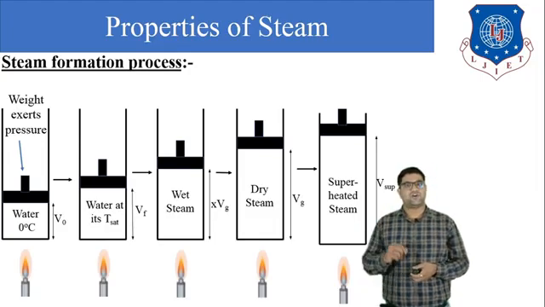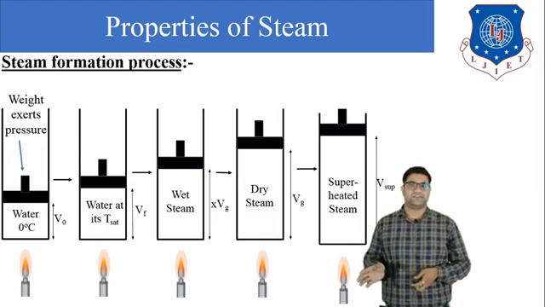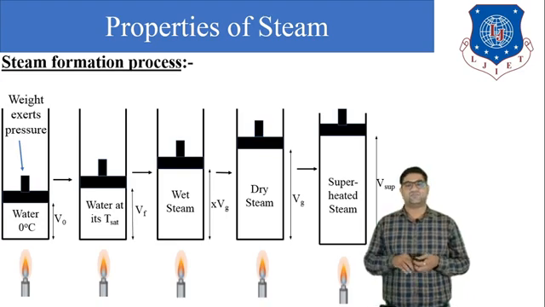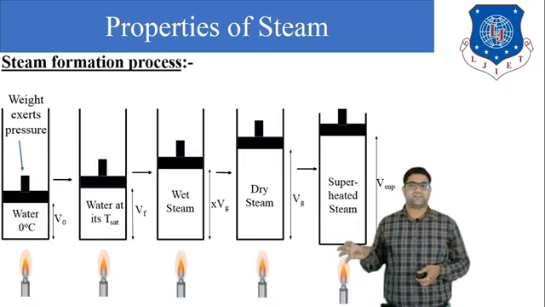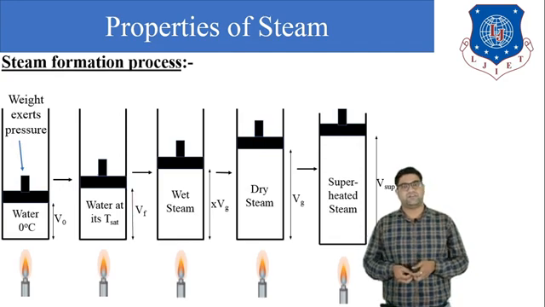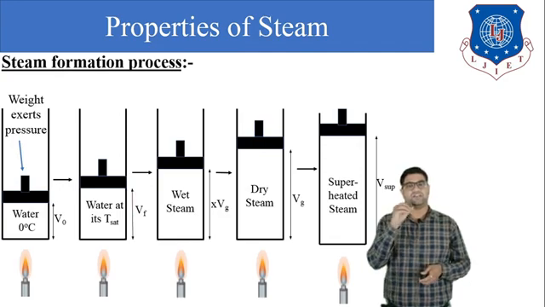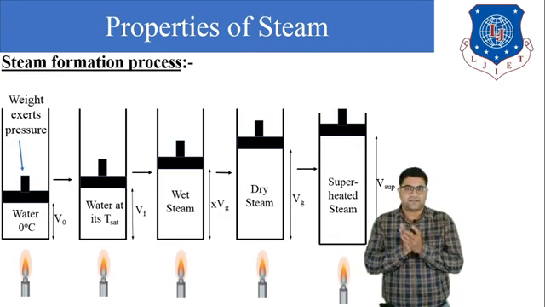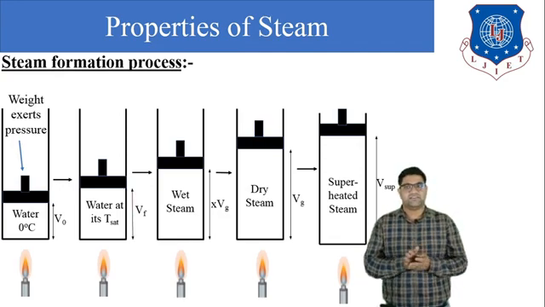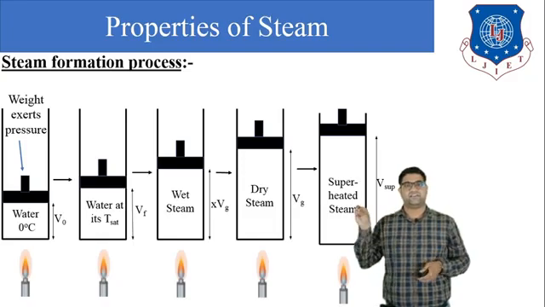The volume occupied by the water at this condition is V0. Now we continuously supply heat from the bottom side. After some time, the temperature of the water will rise: 0, 10, 20, 30, 40, 50, then at 100 degrees Celsius. We are doing all this calculation at constant pressure, that is, the atmospheric pressure.